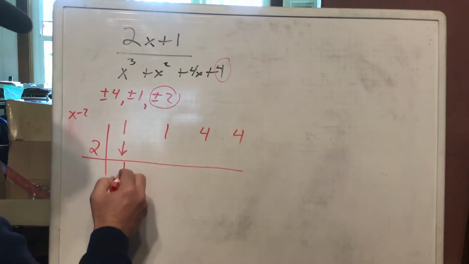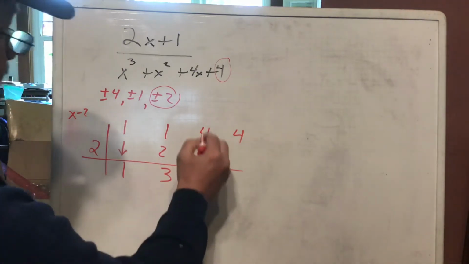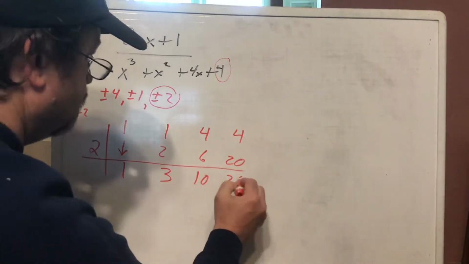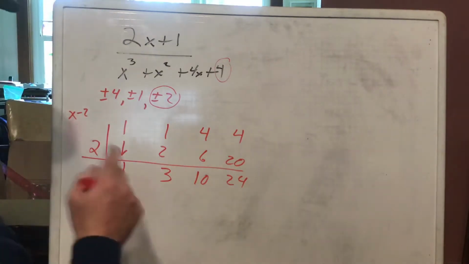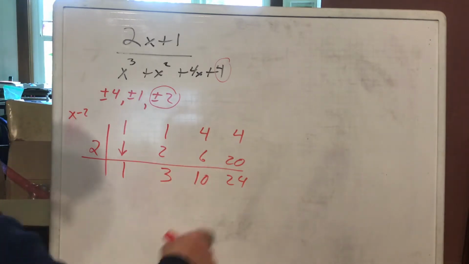Well, 1 carries straight down. 1 times 2 is 2. You add those. 3 times 2 is 6. You add those. 2 times 10 is 20. You add those. Now, a couple things that happen here. One of them, notice we don't get a remainder of 0. If it's a true factor, we'll get a remainder of 0. We didn't, therefore it's not.